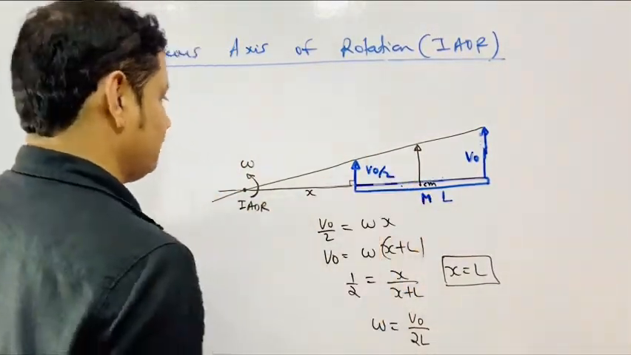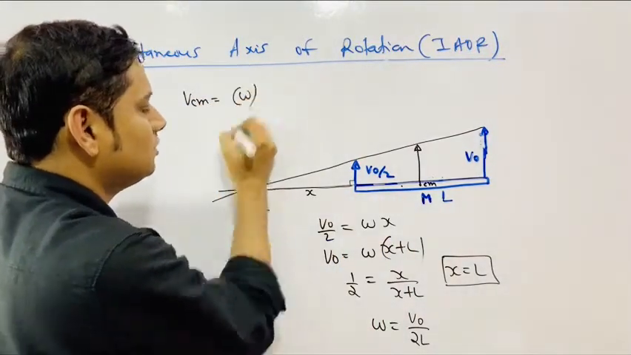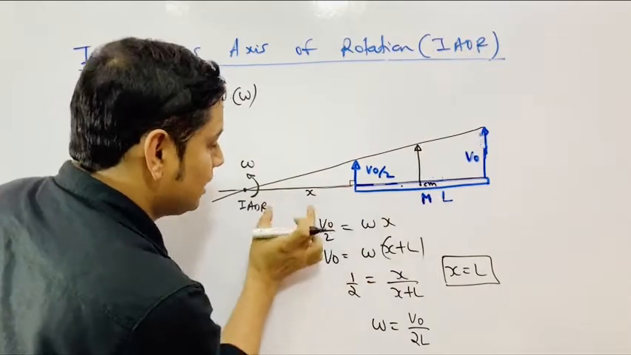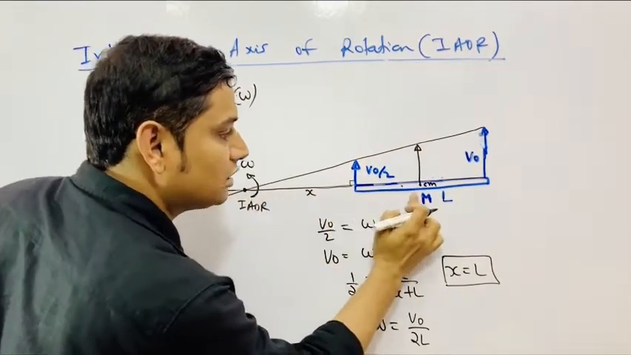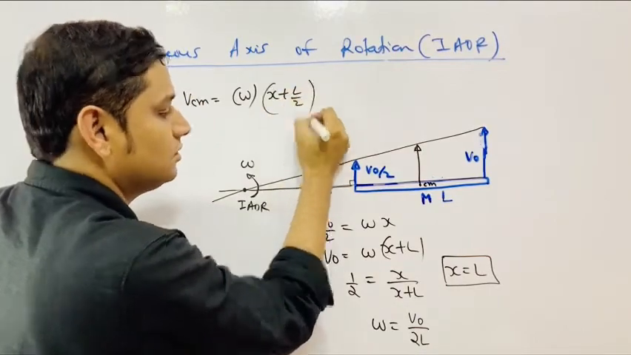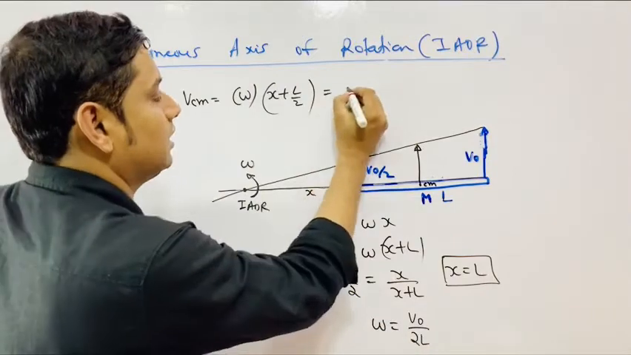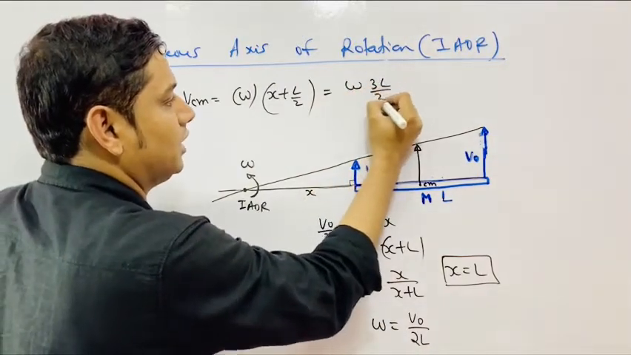So in case of center of mass, your VCM would be equal to omega into x plus L by 2. See, from here to here x, here to here L by 2. So x plus L by 2. What is that value? x plus L by 2 means L plus L by 2, 3L by 2. Omega into 3L by 2.